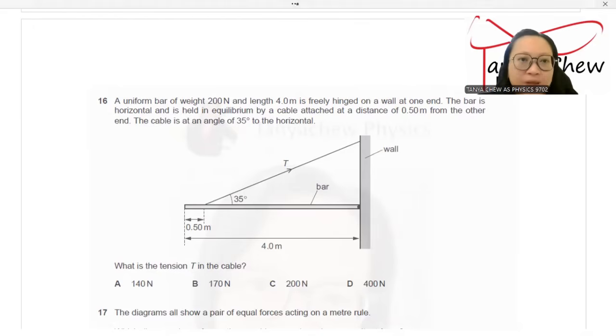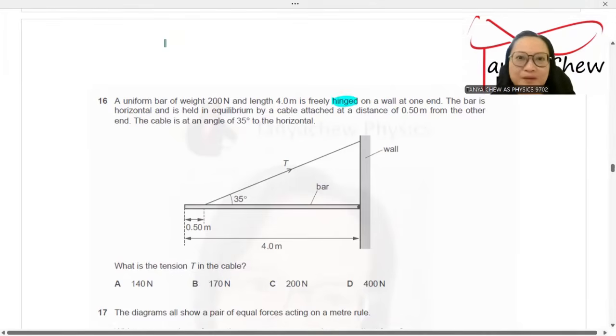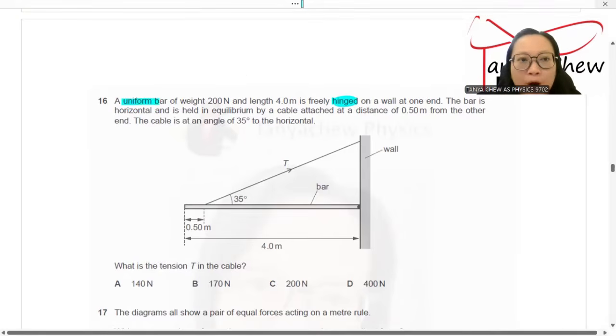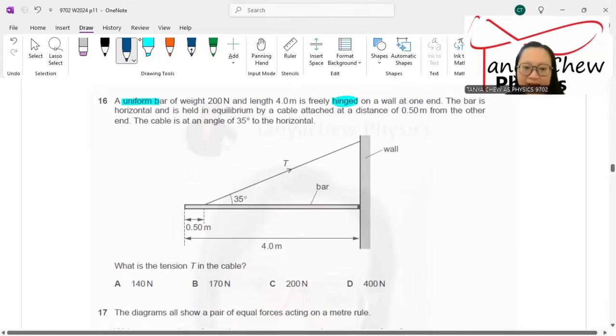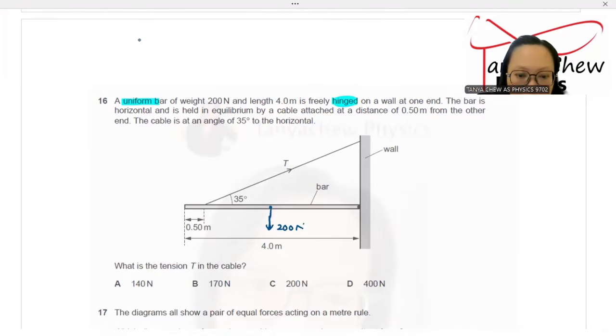Look for the hint. The hint is that some of us, sometimes we don't know which equation to be used. When you see hinge, when you see pivot, when you see fulcrum, when you see axle, this is definitely the principle of moment. And another thing is that they told you this is a uniform bar. Uniform bar means the weight of the bar has to act at exactly the center of the bar, which is at 2 meters from both ends. So this is where the weight is acting, 200 Newton. So you write that down right away. Okay, what is the tension? This is a tension and this is my pivot.